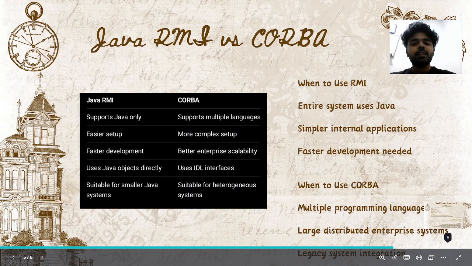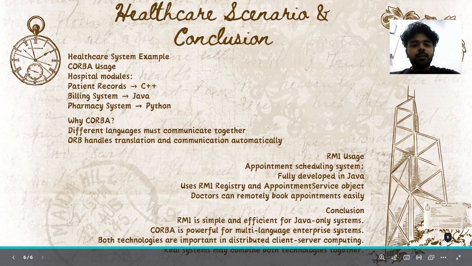To understand this better, let's look at a healthcare example. Imagine a hospital where different modules are developed using different programming languages. The patient record system is written in C++, let's say, the billing system is written in Java, and the pharmacy system is written in Python. Since all these systems use different languages, Corba becomes the best solution to put them together. Each module defines its services using IDL, and the ORB manages communication between them.